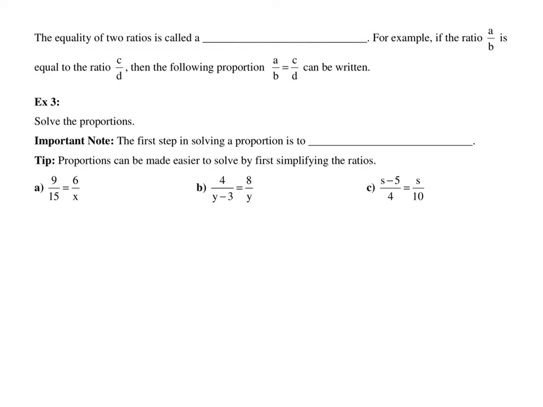All right, now the equality of two ratios is called a proportion. For example, if the ratio A over B is equal to the ratio of C over D, then the following proportion, this is a proportion, can be written. All right, example 3, solve the proportions.